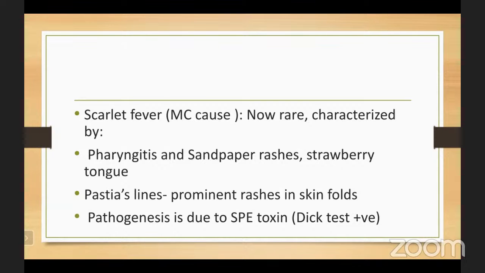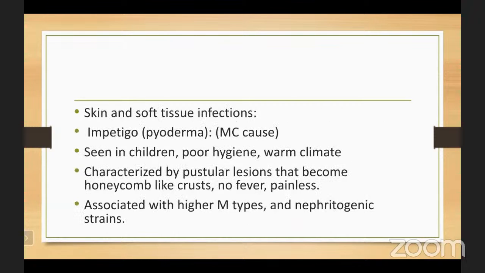Skin and soft tissue infections: impetigo will occur. It is the most common cause. It is mostly seen in children due to poor hygiene and during warm climate. It is characterized by pustular lesions that become honeycomb-like crust, in which fever won't be there and it is painless. It is associated with higher M types and nephritogenic strains.